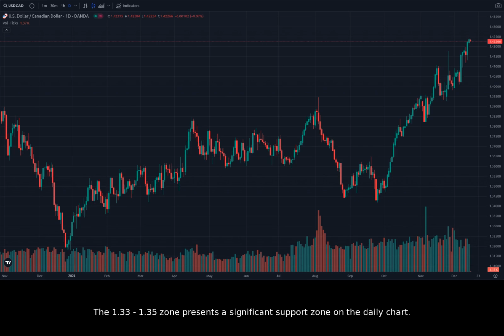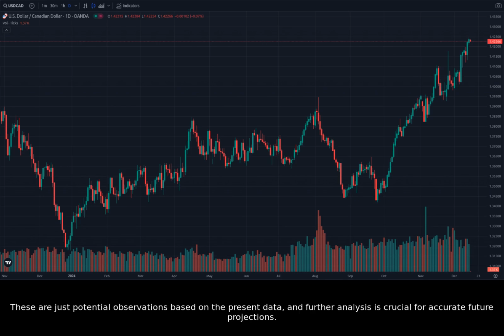The 1.33 to 1.35 zone presents a significant support zone on the daily chart. 1.40 acted as resistance in previous timeframes but shows signs of a potential breakout. On the hourly chart, intraday support is visible around 1.39 to 1.40, with resistance near 1.42. These are just potential observations based on the present data, and further analysis is crucial for accurate future projections.